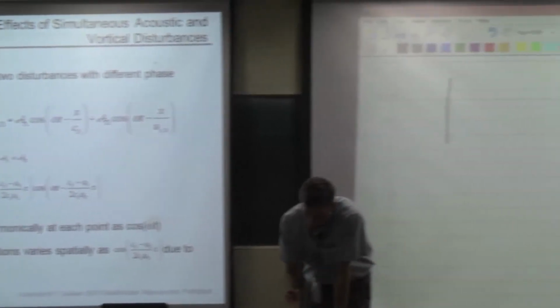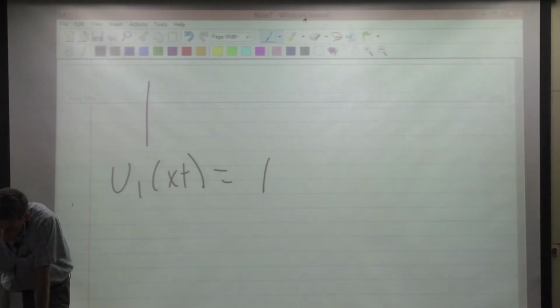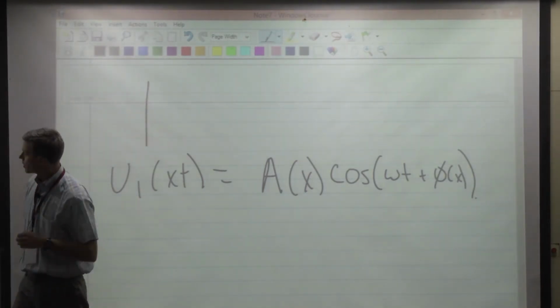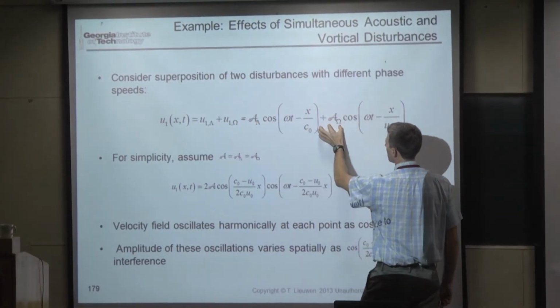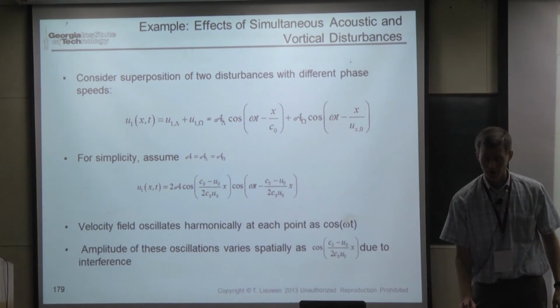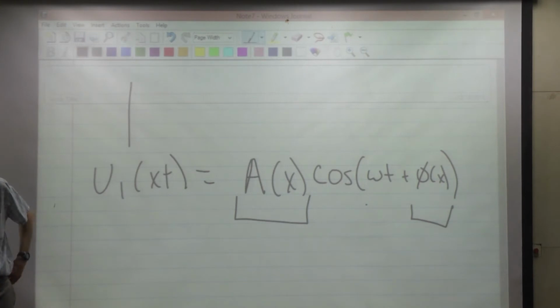So what I have there, another way of writing it is to say that u1 of x and t is equal to a of x times cosine omega t plus a phase, which is a function of x. That's what I have. All right? So I started out with a disturbance where the amplitude's not a function of x. When I add them, I get a disturbance whose amplitude is a function of x and whose phase is a function of x. All right? And so what I'm getting here is a harmonically oscillating disturbance with a spatially modulated amplitude.